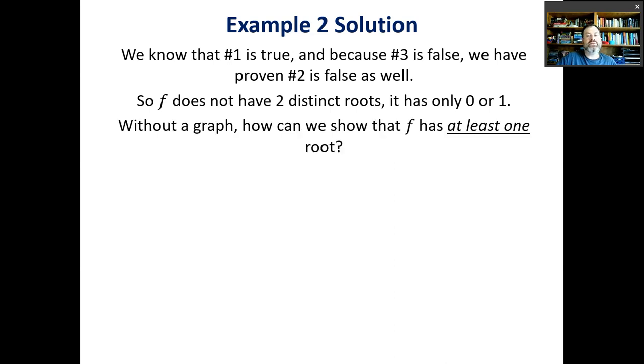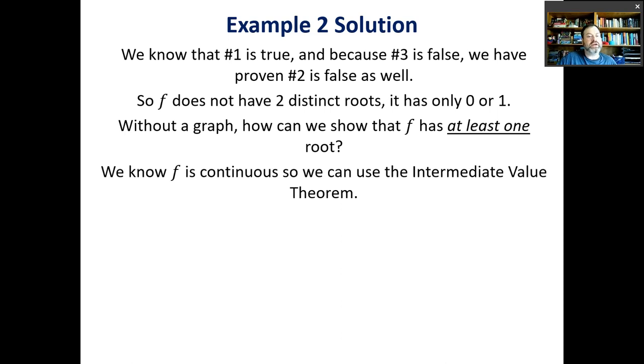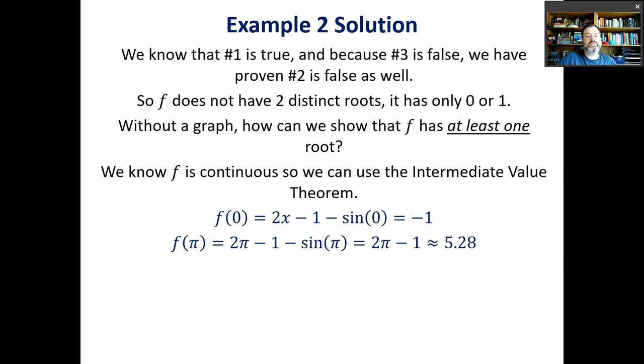So how do we show that that function crosses at least once? How do we show it crosses one time? Well, that's where we're going to use the intermediate value theorem. Because f is continuous, the intermediate value theorem from earlier in the class gives us what we want, right? So the intermediate value theorem says if we can find 2 points with different signs, a continuous function must cross the x-axis somewhere in that interval.